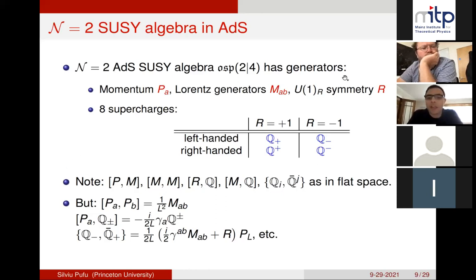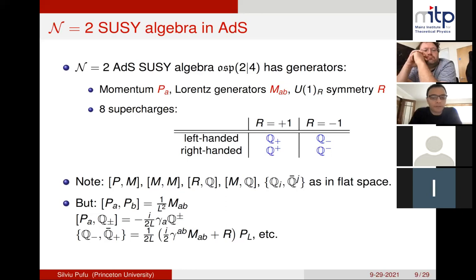Then one can consider commutators or anti-commutators between all these operators. Many of them are as in flat space, as in the N = 2 supersymmetry algebra in flat space, but some of them actually acquire corrections that are proportional to 1/L, where L is the radius of AdS, or 1/L². So for example, the commutator of 2 momentum generators is a Lorentz generator, just because in AdS, unlike in flat space, covariant derivatives don't commute.